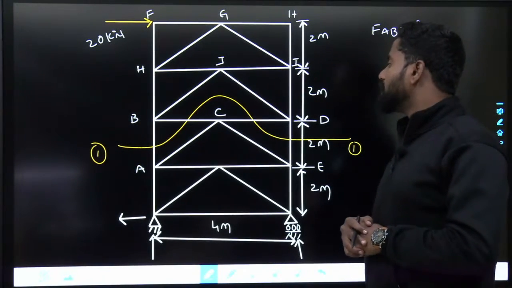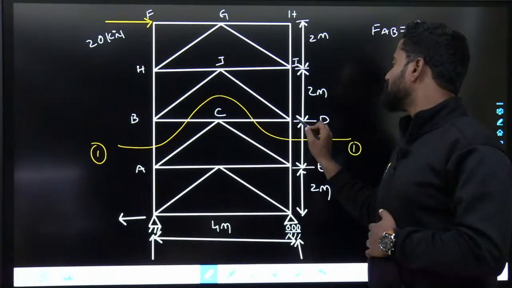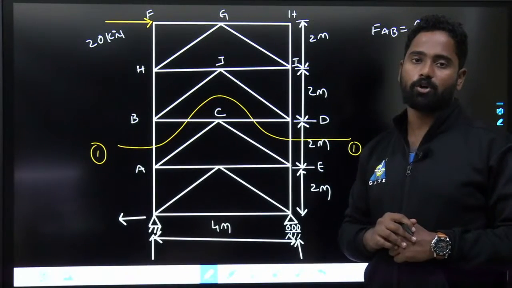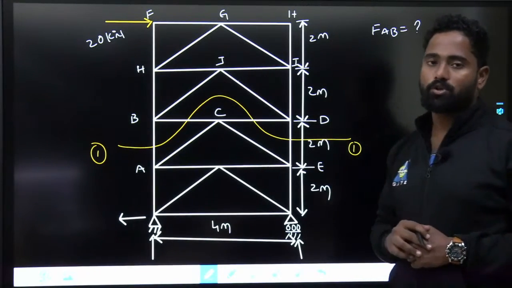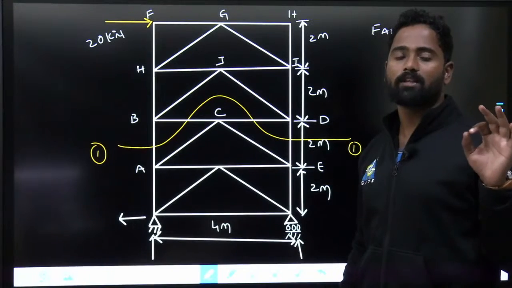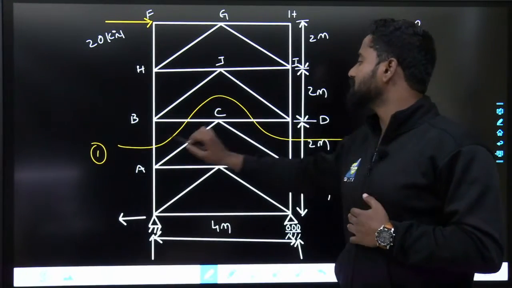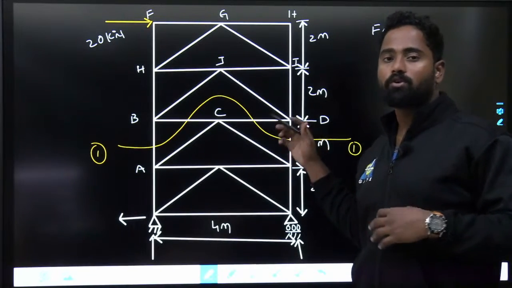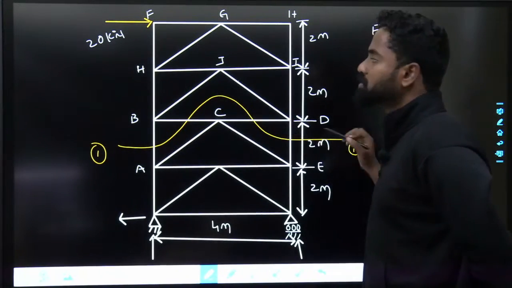That is a major advantage over here. BC, CD, DE. All the 3 members are passing through a single joint. Fine. So since these 3 members are passing through a single joint, you can cut 4 members. The third point I told you, the 3 members should not pass through a single point. Here these 3 members are passing, and this member is not passing. So that is an added advantage over here. That's why I am cutting 4 members over here.